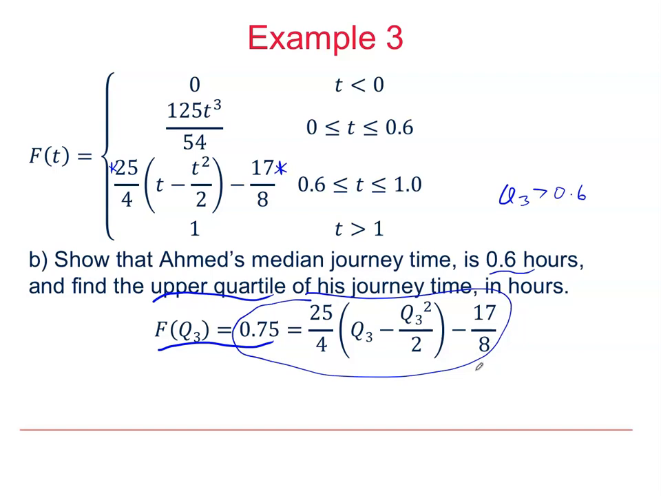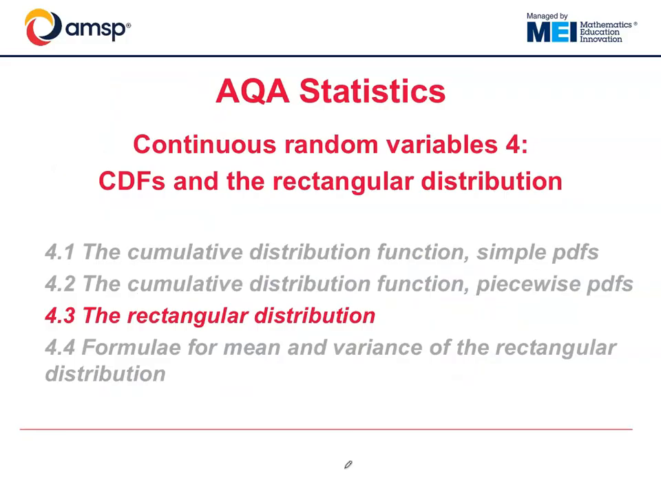Now if we rearrange that and solve that quadratic equation, we get 2 solutions. The lower of the 2 solutions, 0.72, lies within the range from 0.6 to 1.0, so that is the correct answer, and the other one lies outside of the suitable region of the random variable. So the answer is that the upper quartile is 0.72 hours. That completes this video. The next video is on the rectangular distribution.